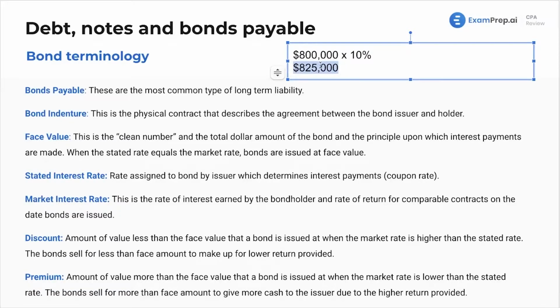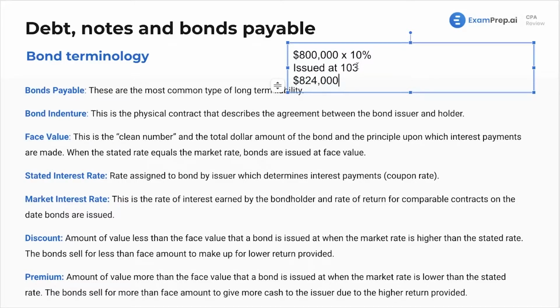For example, if it says it's issued at 103, well, if it's issued at 100, there's no discount or premium. Issued at 103 is basically just $800,000 times 1.03. And that would get you $824,000. That's the premium. If it's issued at 97, well, we know that's going to be at a discount. So we're going to do $800,000 times 0.97. That gets you $776,000. That's one way to calculate it. Another way is the present value factors. Another, you look at the interest rates, you kind of know, is it a discount or premium? Many different ways. We'll explore them all.